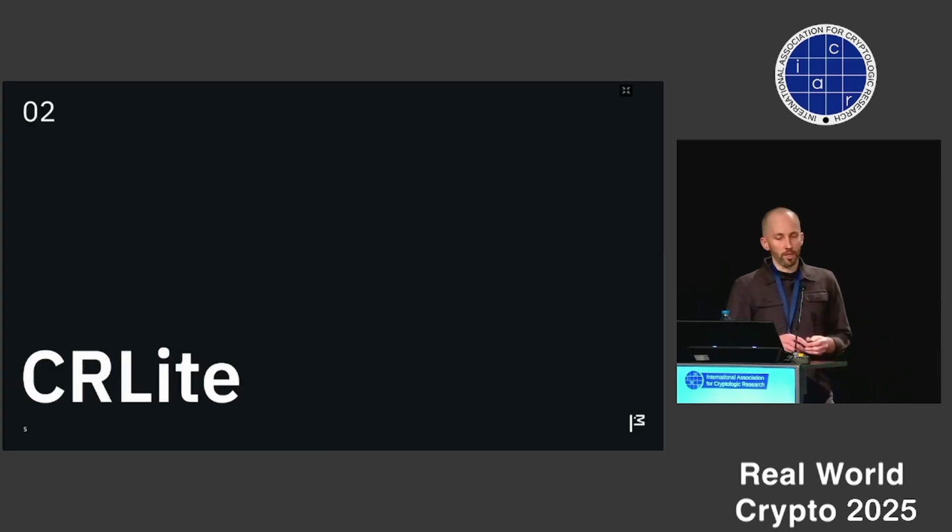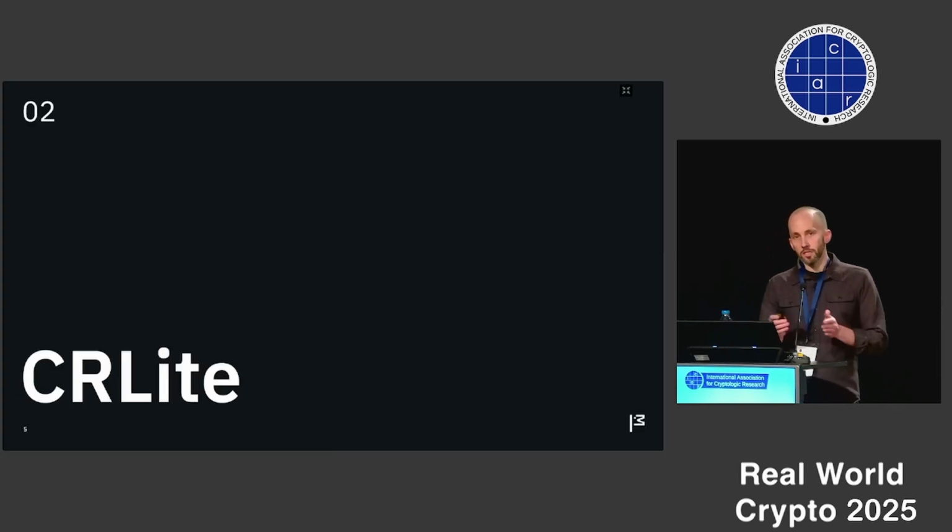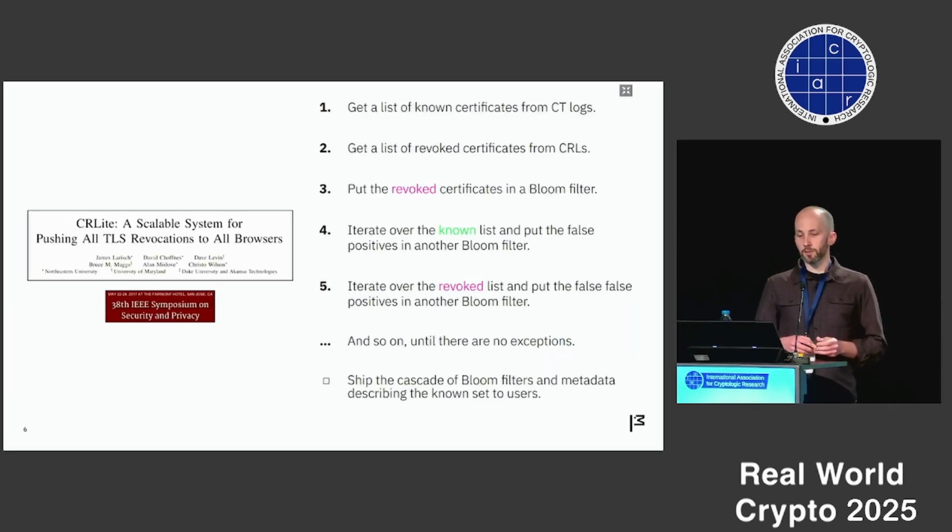So we would like to use something else, and the technology that we've chosen to move forward with is called CRLite. This comes from a 2017 paper by Larisch, Choffnes, Levin, Maggs, and Wilson that was presented at Oakland in 2017. The idea here is quite simple. It's a very elegant system.